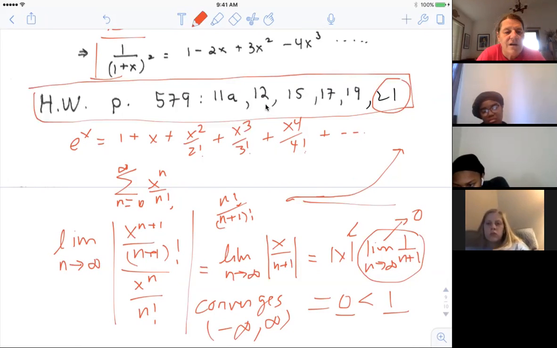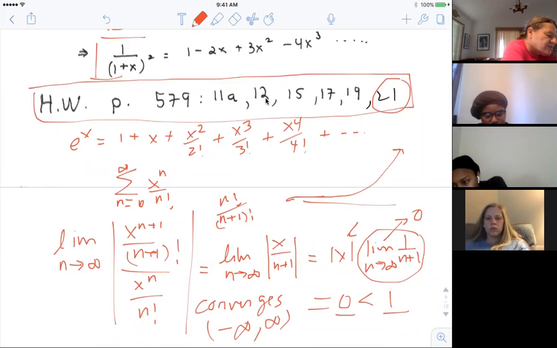Who knows? Questions, anybody? I have a question. Yes, ma'am. It's about the last problem you went over on the homework from yesterday, the partial fractions one. Okay, let's see if I can find it.